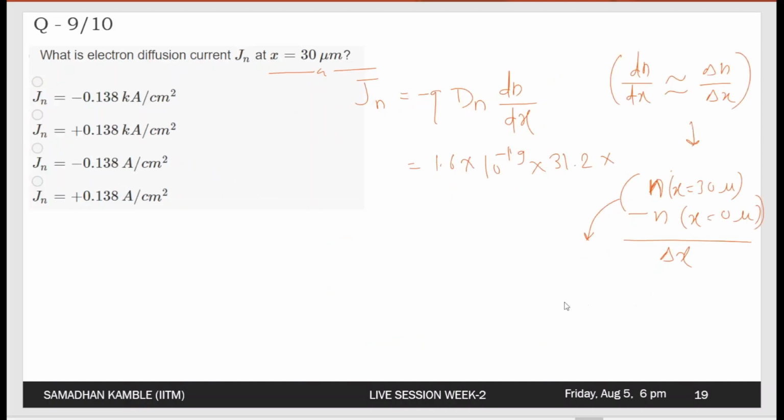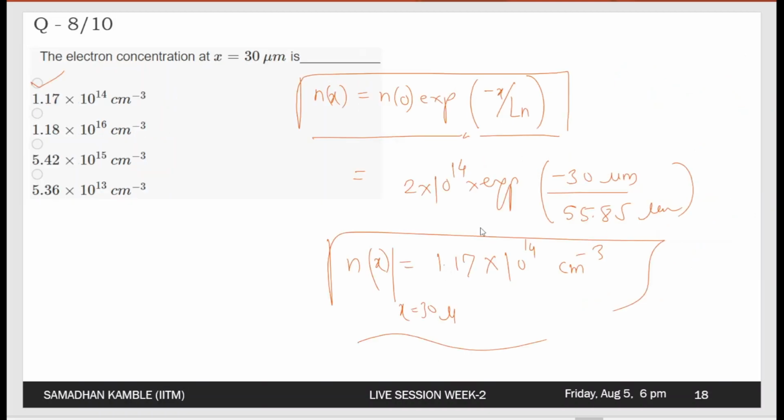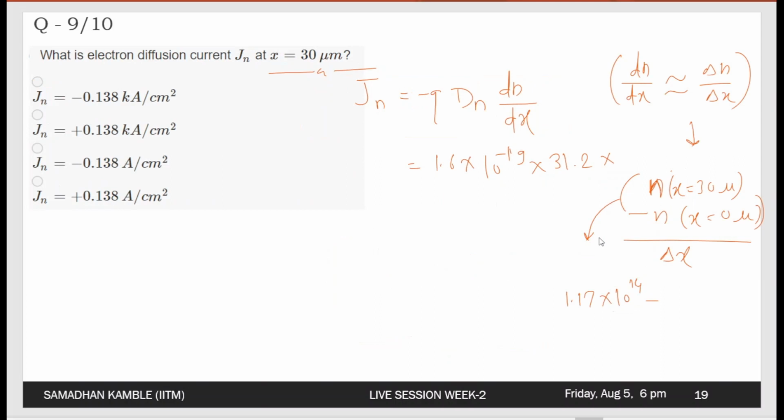So 1.17 times 10 to the power 14 minus the value of the concentration at x equal to 0, which is, I'm sorry, just a moment, I think something is fishy here. I see. Actually, the concentration is decreasing. So we should write it otherwise, that is 2 times 10 to the power 14. This is the concentration given at x equal to 0, and times x, which is 30 micron.